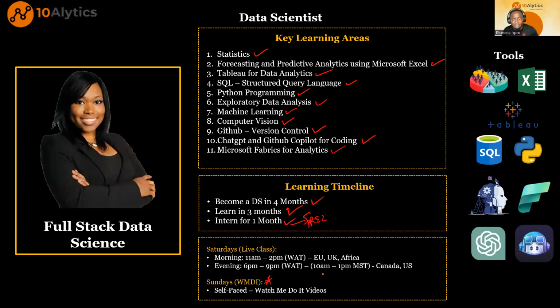So the timing is there. For the guys in Canada on Saturday, it's going to be 11 to 2 p.m. West African time. And in the evening, it is 6 p.m. to 9 p.m. West African time, the same day, Saturday. You can select the morning session if it works for you, or the evening session if that works for you. But essentially, this is the way the training program runs.